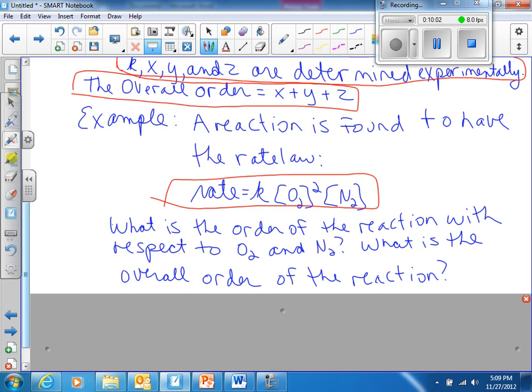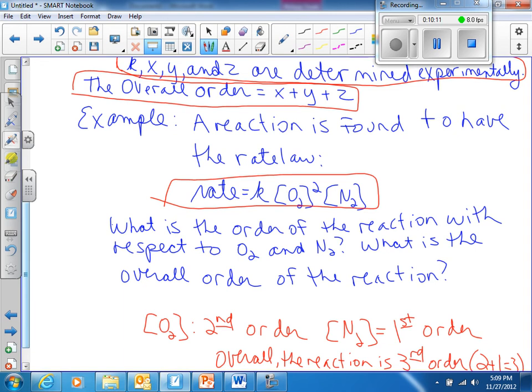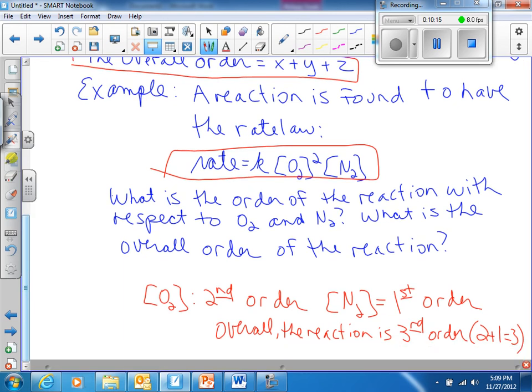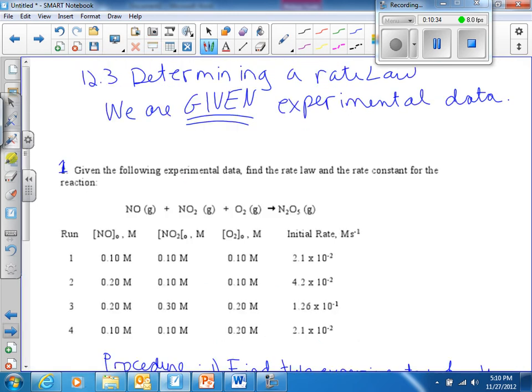Okay, so the idea of the pausing was that you should be figuring it out on your own. So if you haven't paused yet, go ahead and pause. Okay, here are the answers, so pause before I show them. Okay, here we go. The reaction is second order in oxygen. It's first order in N2, because even though I didn't write a 1, there really is a 1 there. And overall, we just add the 2 plus the 1, so the overall order is third. Hopefully you got that. Okay. Moving on.